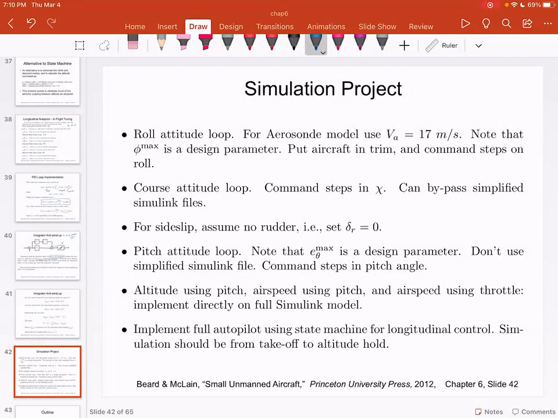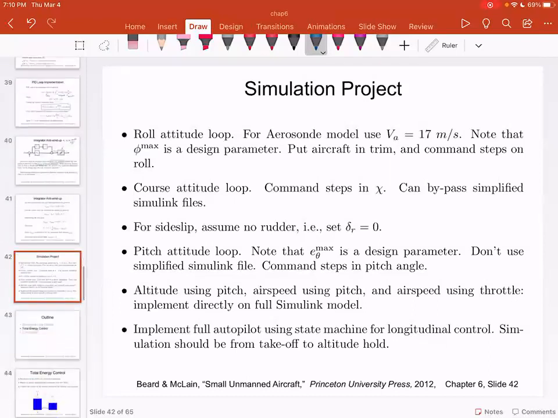And then we need to trim the aircraft and then add the step input to the roll. Then when we look at the course attitude loop, we have to change the values of chi and see how the aircraft behaves. Then we have to look at the performance or the behavior of the rudder. Then we have to tune the pitch loop. And then what we finally have to do is implement the full attitude longitudinal control. That goes all the way from takeoff to level flight.